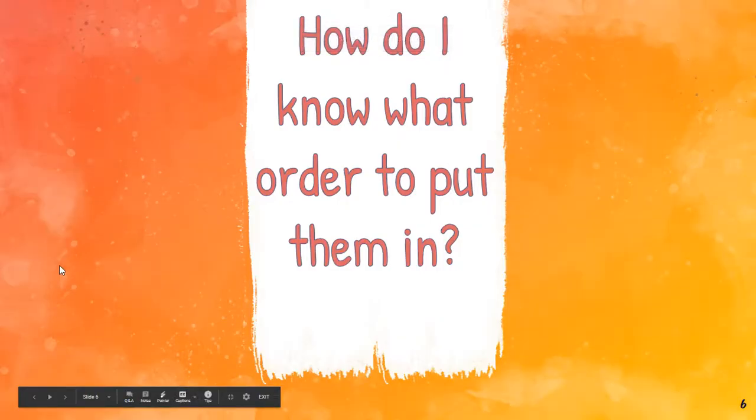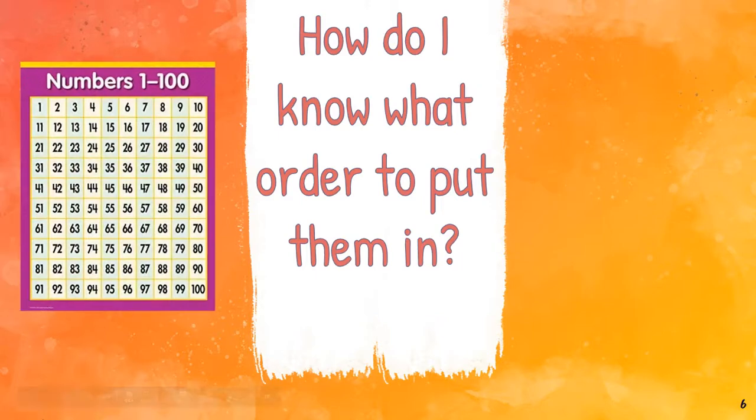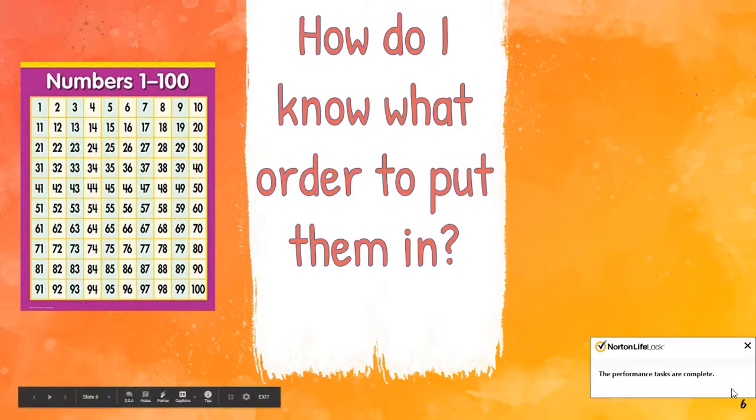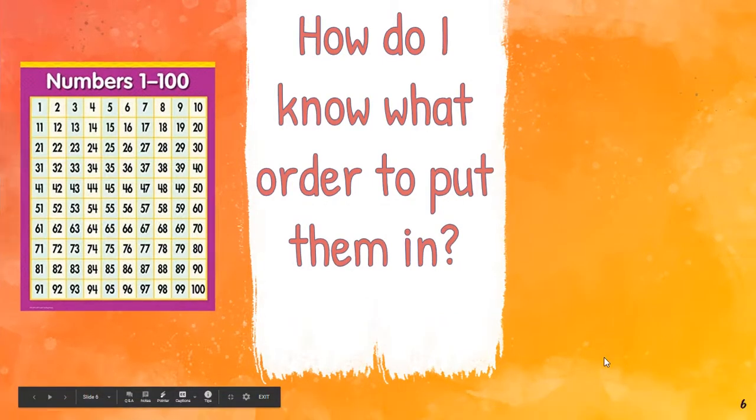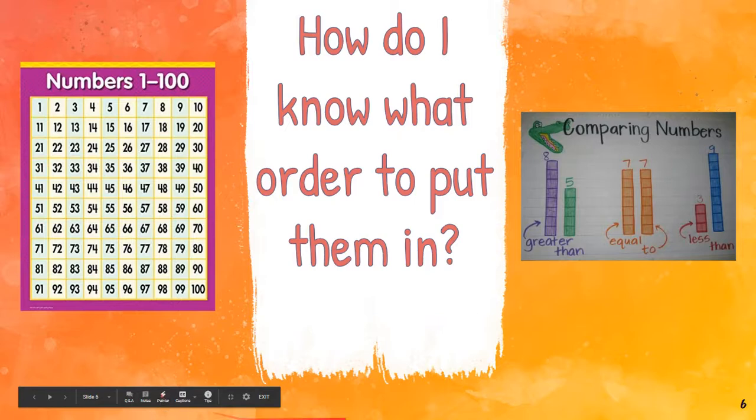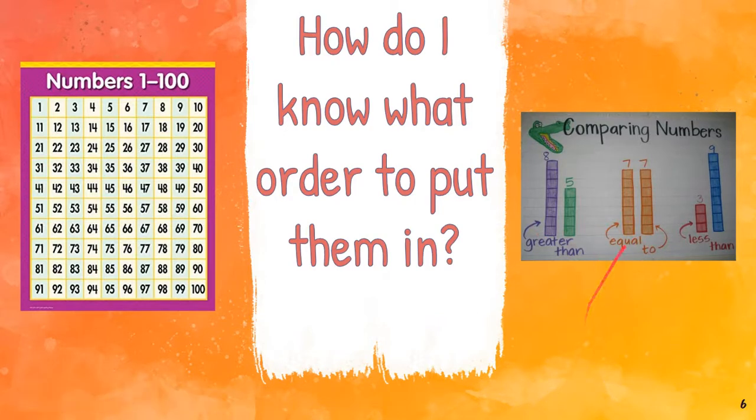How do I know what order to put them in? You can use a 100 chart and think about what order the numbers are in when you're counting, because a 100 chart will show you the order that the numbers are supposed to go in. You can also think of which one's bigger or which one's smaller. And today, we're going to be using that method to put numbers in the right order. We're going to be looking at which one's bigger than the rest.